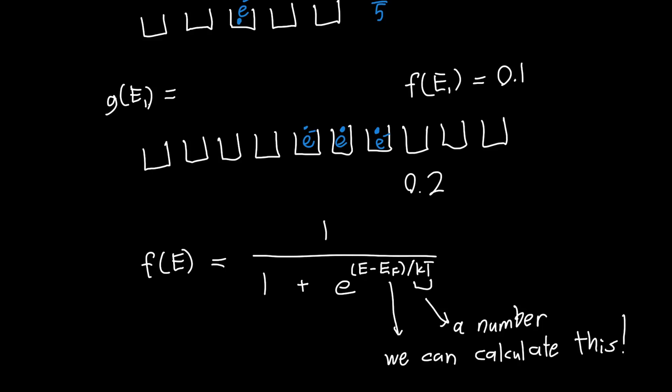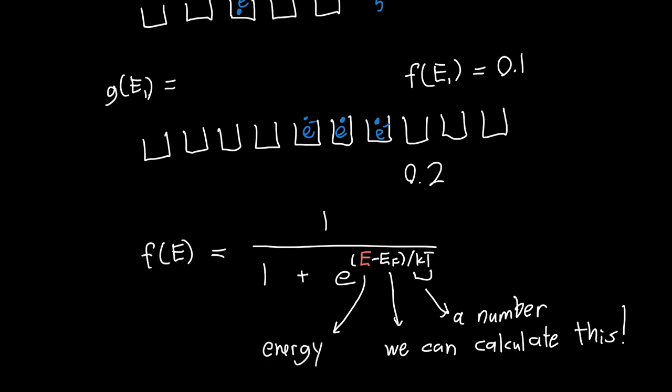So everything in here is just numbers, except for this one variable, which I'm actually going to draw in red so that it's absolutely clear. This is the one variable in this entire function. This is the energy. And so this is the function. What does it look like?